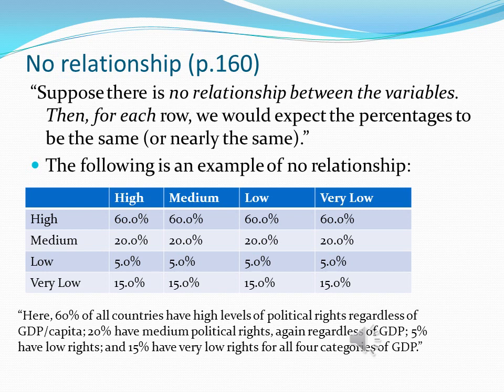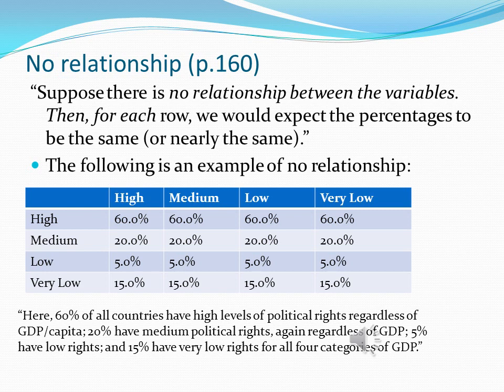Notice when you work your way across, for example, in the high section, high and high is 60%, high and medium is 60%, high and low is 60%, and high and very low is 60%. For the medium row, medium and column high is 20%, medium and column medium is 20%, medium and column low is 20%, medium and very low is 20%. We're reading left to right.